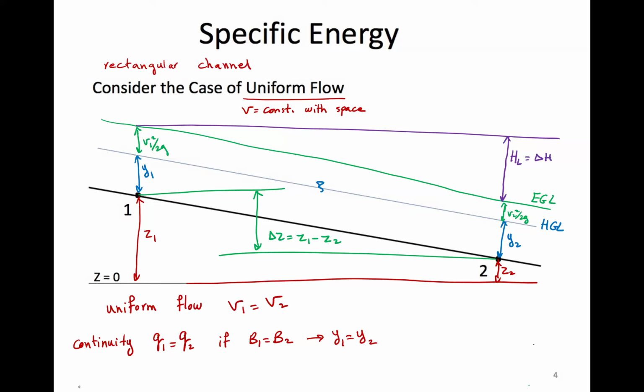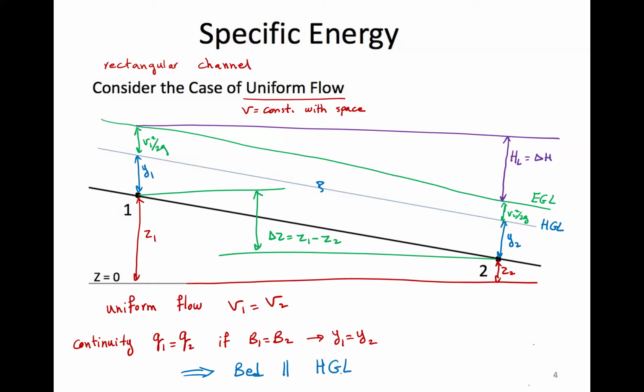Okay, so what do these mean? Let's look at them in a little bit more detail. So Y1, or depth, is what? Depth is the distance from HGL to the bed, right? That's what it is. So if Y1 is equal to Y2, the distance from HGL to bed doesn't change. What does that mean? It means the bed is parallel to HGL.